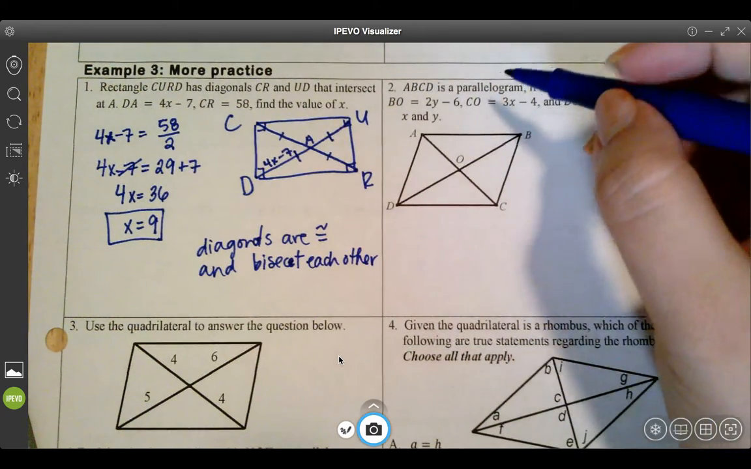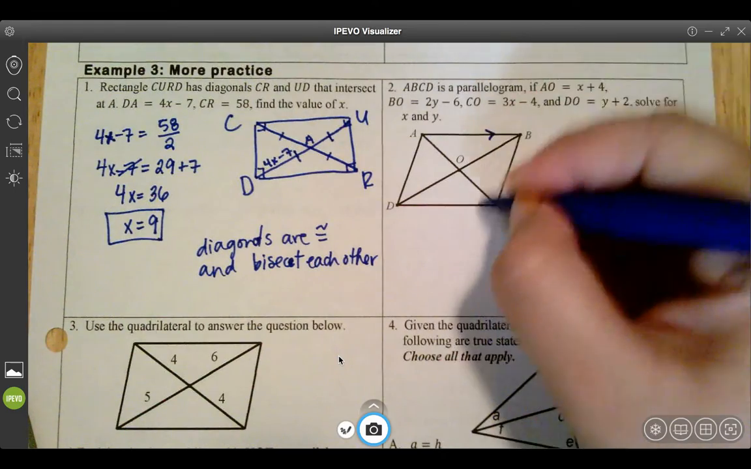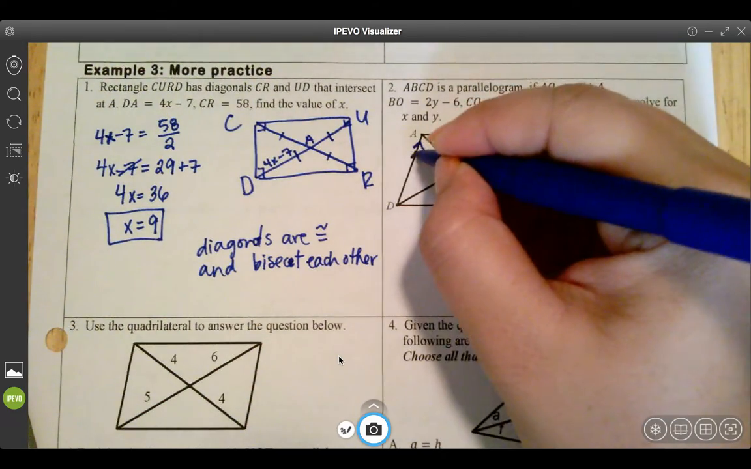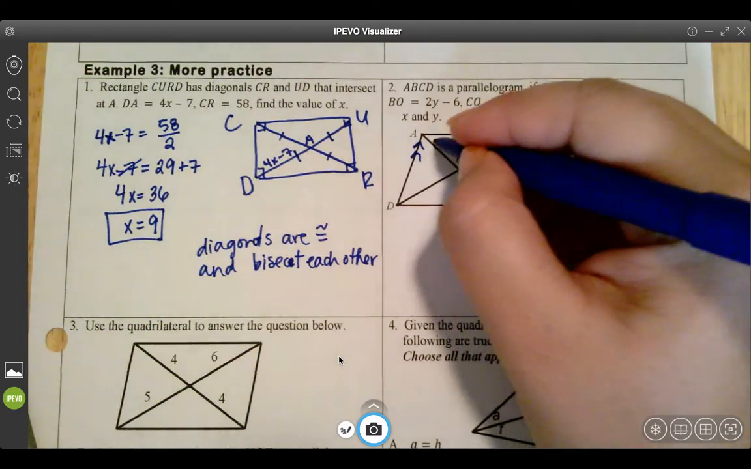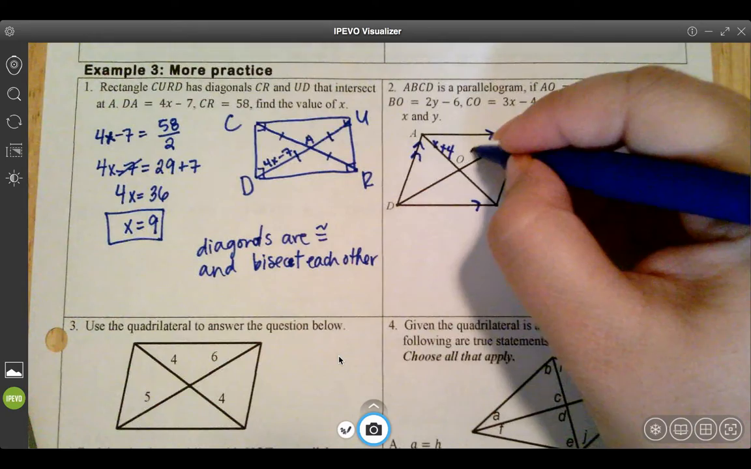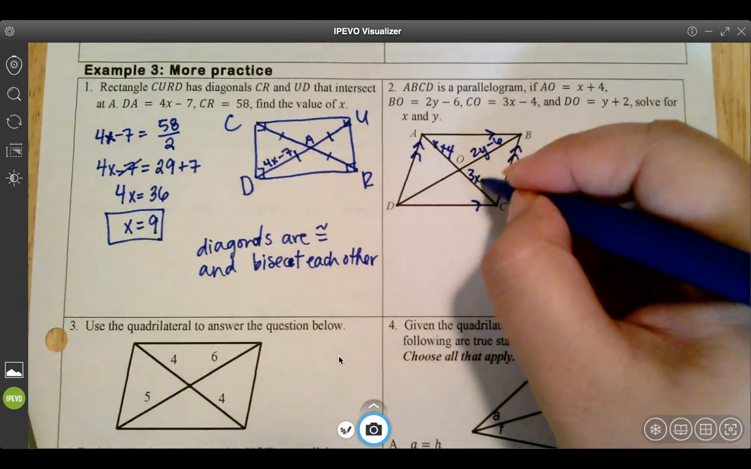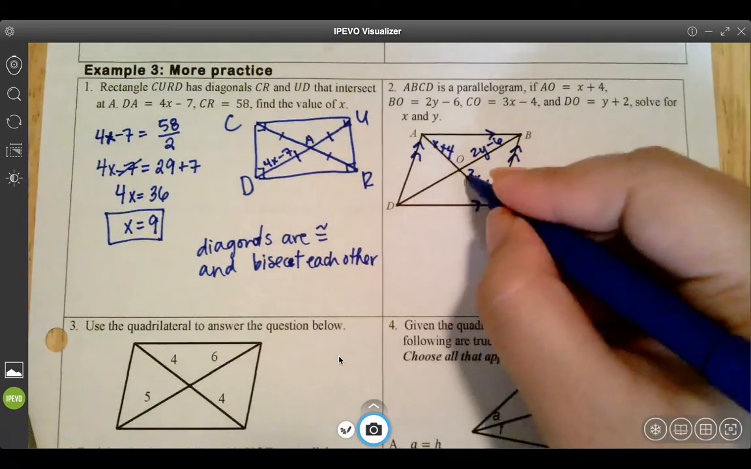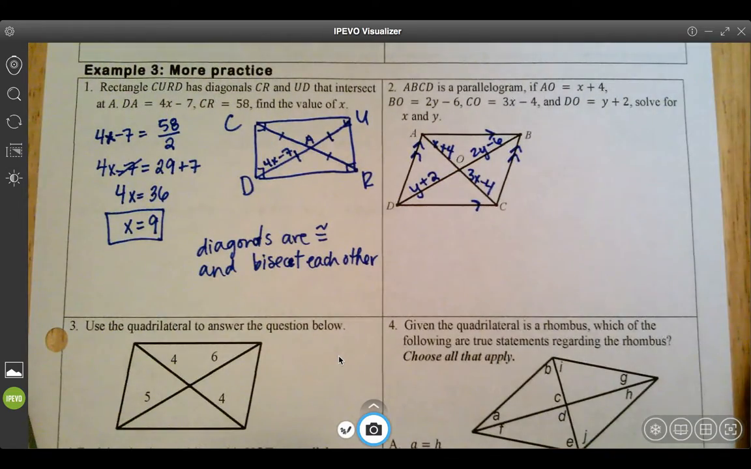For our next example, we have ABCD. We're told it's a parallelogram. I'm going to go ahead and mark that. If AO equals x plus 4, BO equals 2y minus 6, CO is 3x minus 4, and DO is y plus 2, solve for x and y.